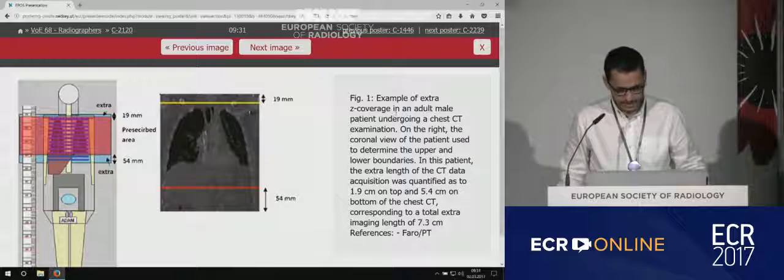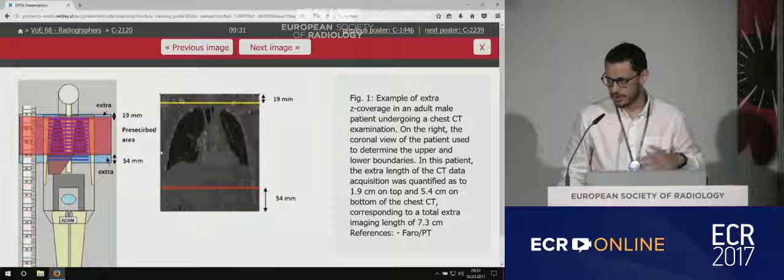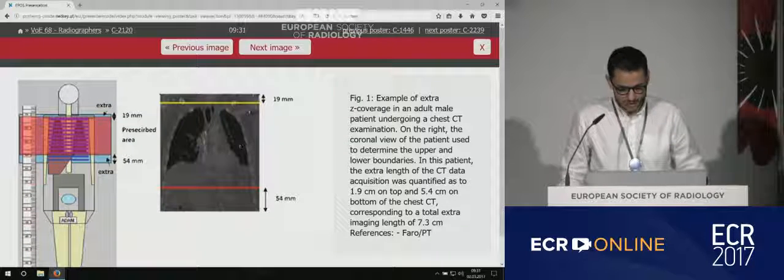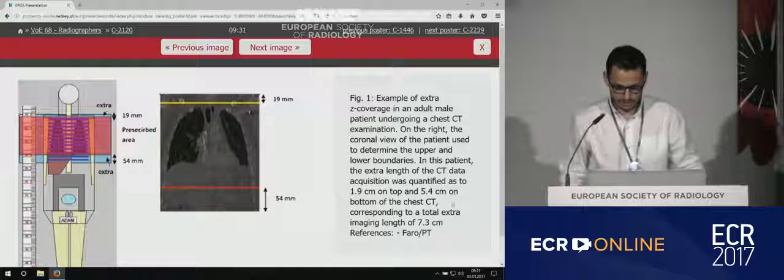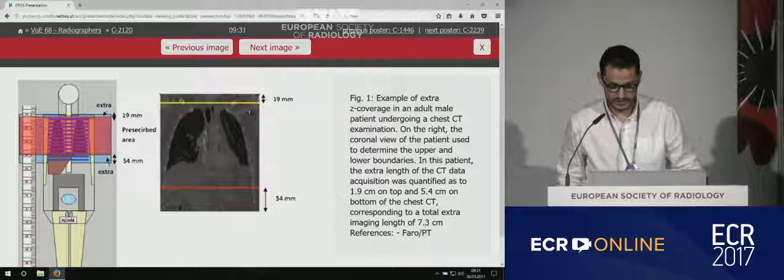This is an example of extra Z coverage in an adult male. You can choose female and male if you want. On the right, the coronal view of the patient is used to determine the upper and lower boundaries you have here in yellow and red. In this patient, the extra length of the CT data acquisition was quantified as 1.9 centimeters on the top and 5.4 on the bottom, corresponding to a total extra imaging length of 7.3 centimeters.